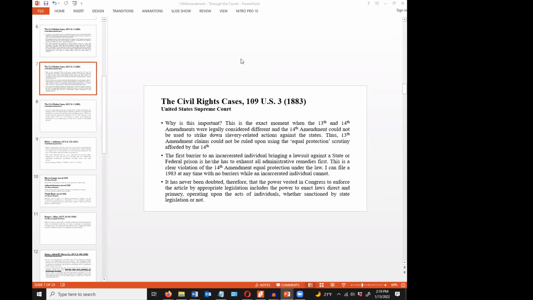So another ruling that came out of the Civil Rights Cases was: it's never been doubted, therefore, that the power vested in Congress to enforce the appropriate legislation includes the power to enact laws, direct or primary, operating upon the acts of individuals, whether sanctioned by state legislation or not. You're going to hear that as a common theme. Many of these cases reach that same determination, that Congress has the power to enforce legislation.